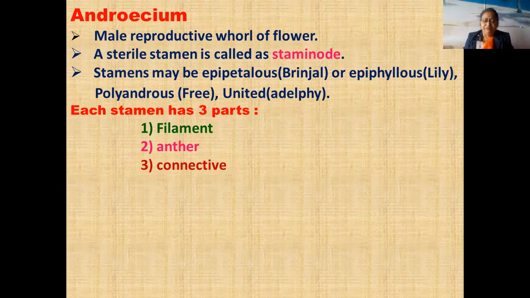Then connective. It is in continuation with the filament. The connective looks like a midrib and it connects the 2 anther lobes together and with the filament.